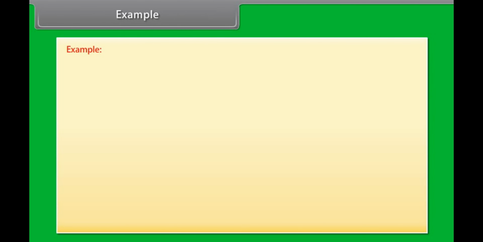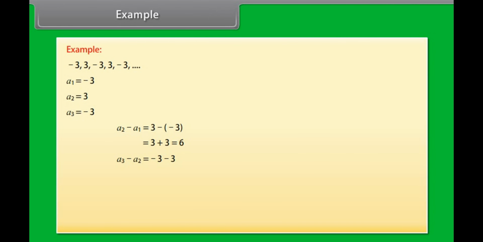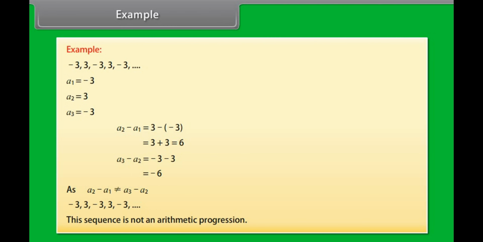Example. Let us now solve some examples. Observe this sequence. We will find out whether these numbers form AP or not. Here A1 is minus 3, A2 is 3, A3 is minus 3, and so on. Now let's find A2 minus A1, which is equal to 3 minus minus 3, which is equal to 3 plus 3, which is 6. Also, A3 minus A2 is equal to minus 3 minus 3, which is minus 6. As A2 minus A1 is not equal to A3 minus A2, the given sequence is not an arithmetic progression.